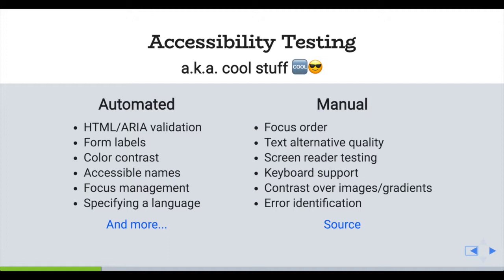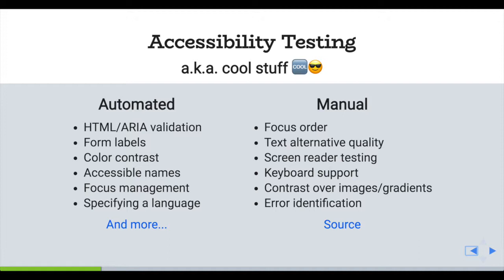We can't automate the quality of your text alternatives quite yet. Maybe with computer vision we can get there, but for right now, I can't automate whether your alt text is the right text, or really if the quality of your alt text is good. I can tell you if you forgot it, if it's missing, but the quality of those text alternatives is more of a manual process. Screen reader testing, we can't programmatically fire up a screen reader and have it do what we want yet. I'm hoping that changes.